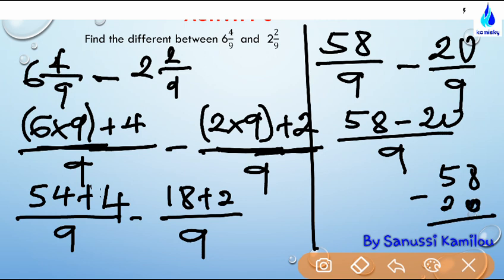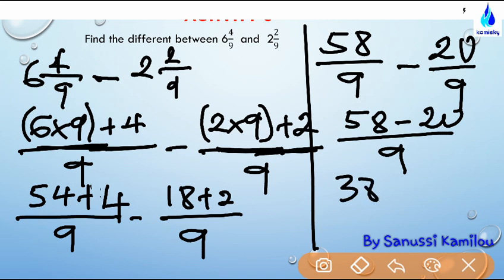Okay, 20. 8 minus 0. Is it not 8? And then 5 minus 2, 3. I was giving the answer. That's why. Okay. So our final answer will be what? 38. Very good. We have 38 out of 9. 38 out of 9.